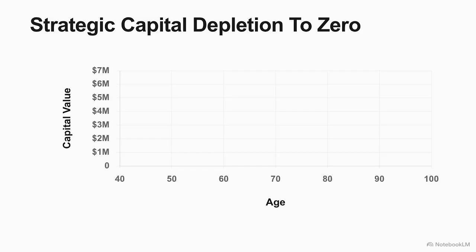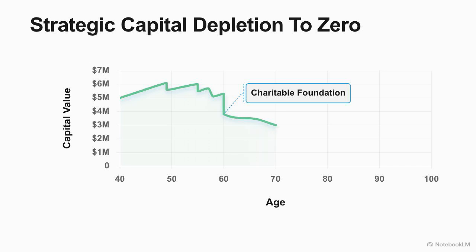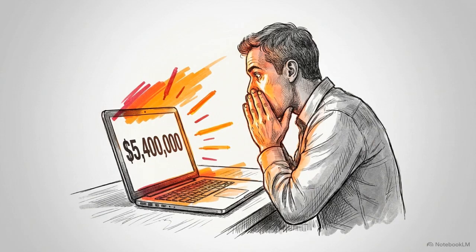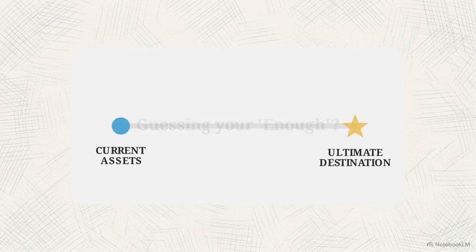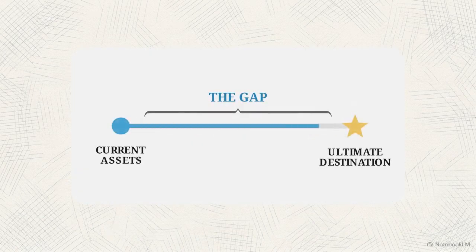This graph visualizes the entire life cycle of your capital, growing through investment returns, dipping during your most expensive years, and winding down to 0 as you reach the end of your timeline. Seeing this figure for the first time can be overwhelming, but its value is in the data it provides. You are no longer guessing how much is enough. You are looking at the specific gap between your current assets and your ultimate destination.